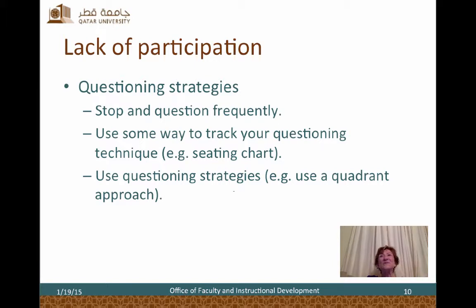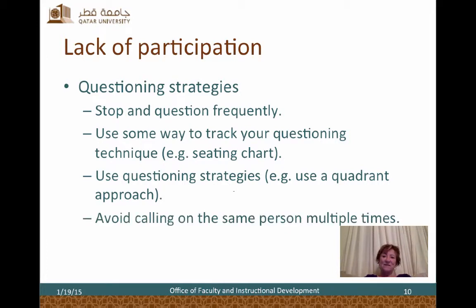Another technique I use sometimes is the quadrant approach, where I say, the first part of this class, I'm going to only ask questions in that back fourth of the classroom, the right side, the back, and I will ask all my questions back there. The next part of the class, in this part. The next part in this quadrant. The next part of the class in this quadrant. So that I ensure that I'm covering the whole class with my questioning. That way you'll pull in those at-risk students that might not want to participate.